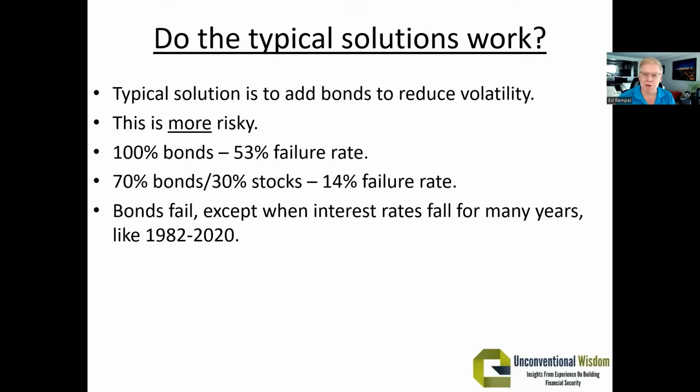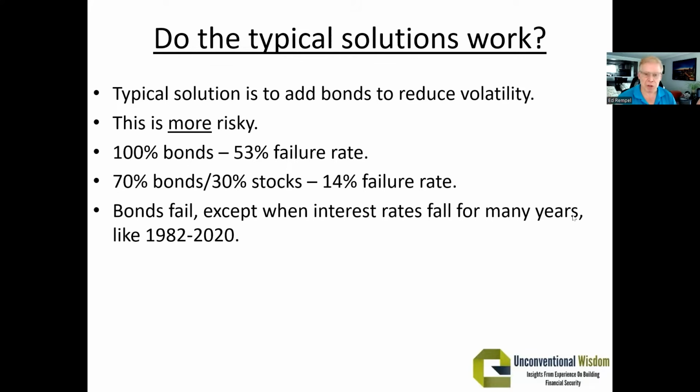And bonds fail, if you look at 100% bonds, it fails almost all the time, except when we have long periods of time when interest rates fall, like the last, I call it the bond bubble from 1982 to 2020. Interest rates went down about every year, and so bonds did okay. Basically, any other time in history, bonds have failed. They have not provided a reliable retirement income.